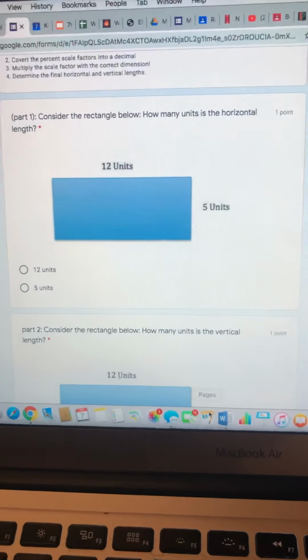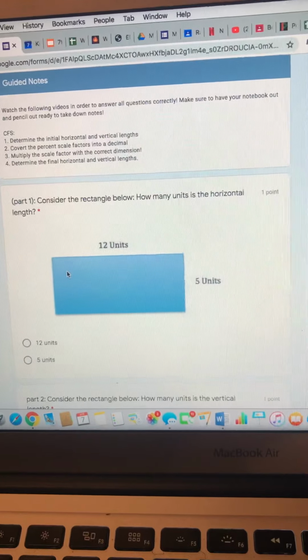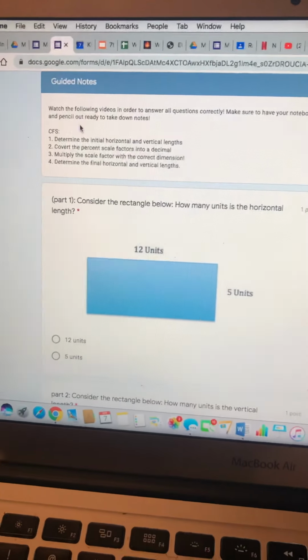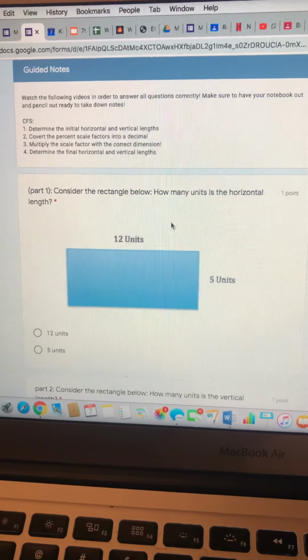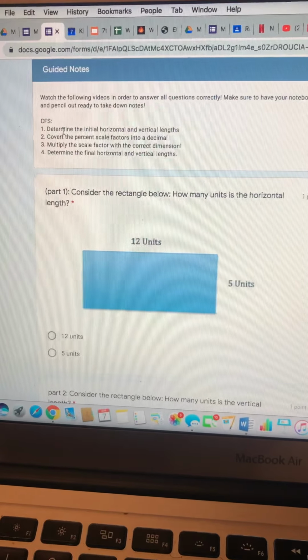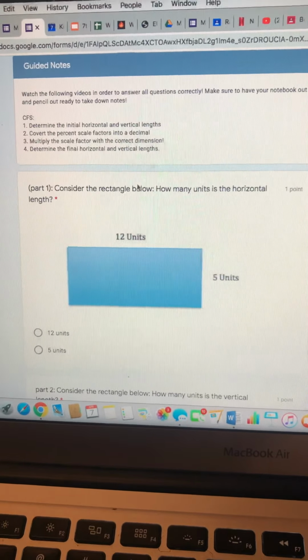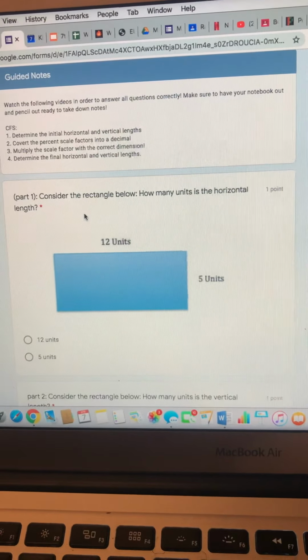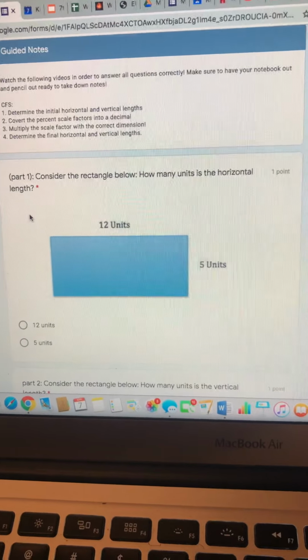Okay, so for today's lesson, I broke up the problem into different steps, and it actually covers the CFS. So I broke down the CFS into the problem itself. The first thing in the CFS says determine the initial horizontal and vertical lengths. This rectangle that you have is the initial image. So it says consider the rectangle below. How many units is the horizontal length?